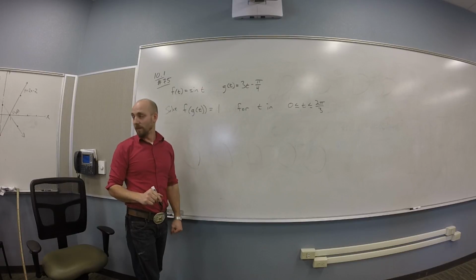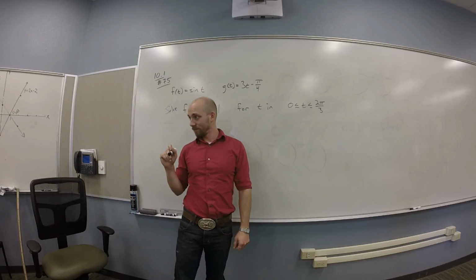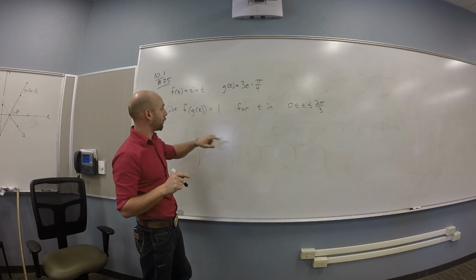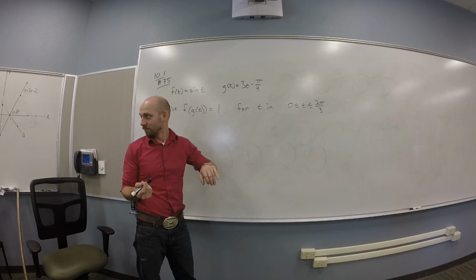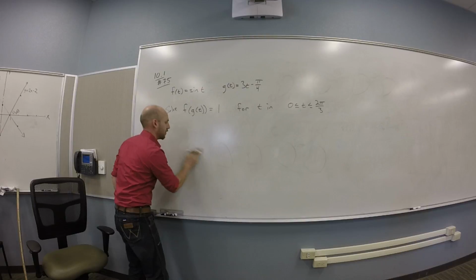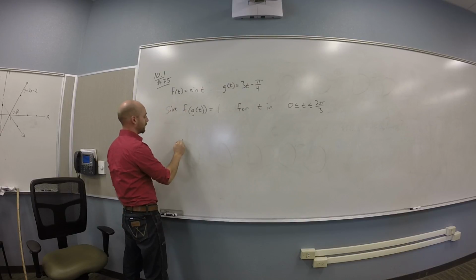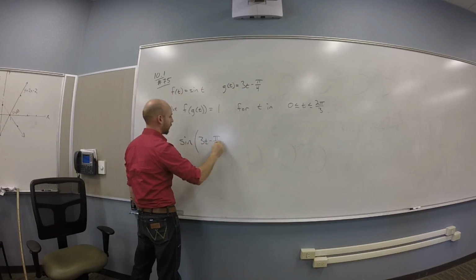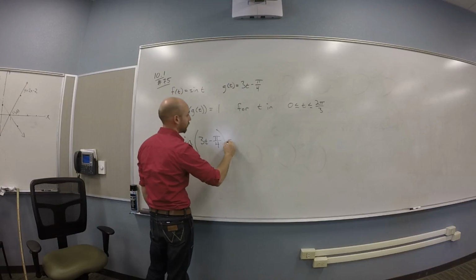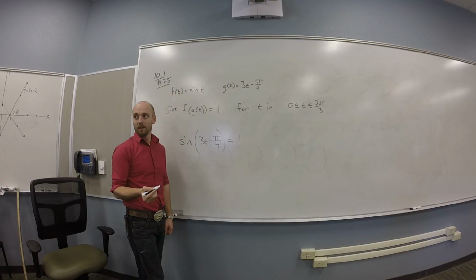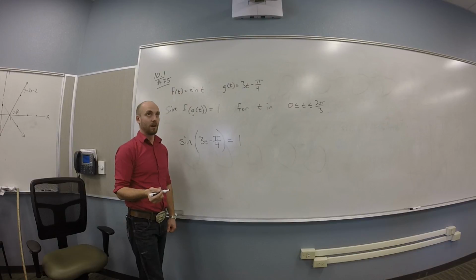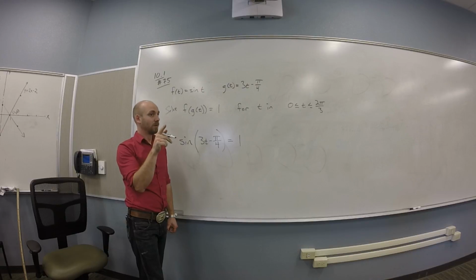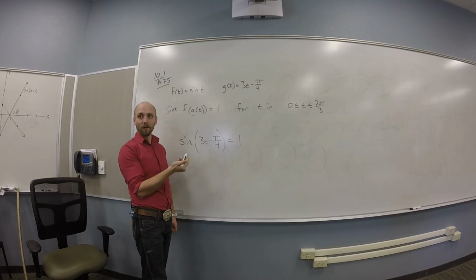You plug g of t into f of t. So you take that stuff and put it into sine. You want to come up with a formula for f of g of t. So if I come up with a formula, I'll have sine of 3t minus pi over 4 equals 1, right? Can we set that equal to what makes sine 1? I want to know when sine is 1.